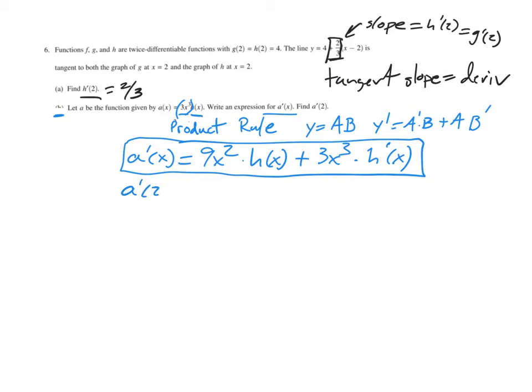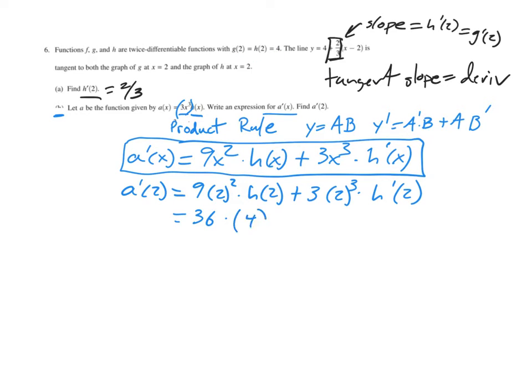But now we need a prime of 2. Well, if we plug in a 2, I would get 9 times 2 squared times h of 2 plus 3 times 2 cubed times h prime of 2. Okay, let's simplify this out. 2 squared is 4, 4 times 9 is 36. And h of 2, what's h of 2? Well, they told me up here that h of 2 is 4. So I'm just going to say parentheses 4, plus 2 cubed is 8, 8 times 3 is 24, times h prime of 2. Well, we just found h prime of 2 on this last problem. It's 2/3.